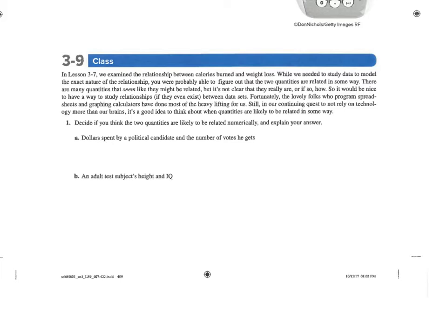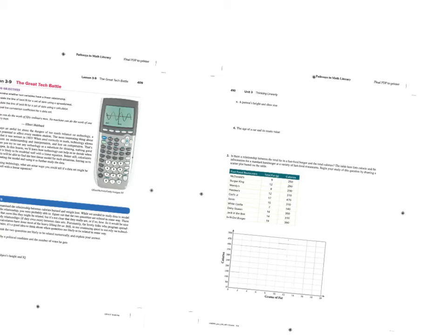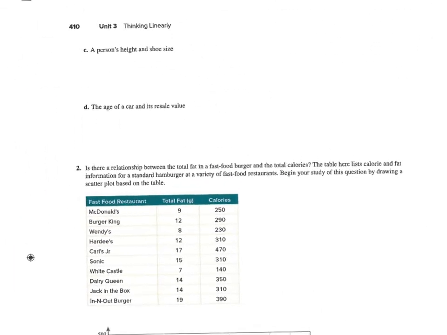So B, an adult test subject's height and IQ. My 6'7" husband would say, oh yes, they are definitely related, but I think most of us understand fully that how tall you are has nothing to do with your IQ. Okay, let's look at the next page here. Sorry if that makes you a little sick.